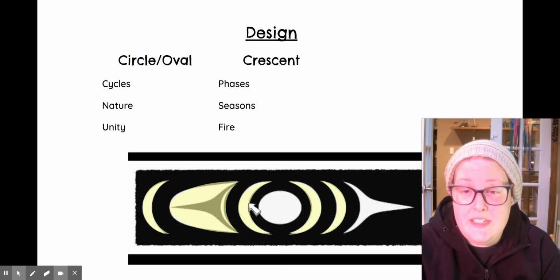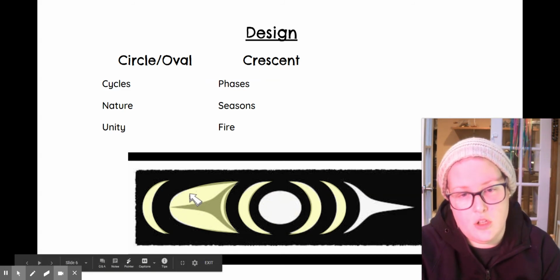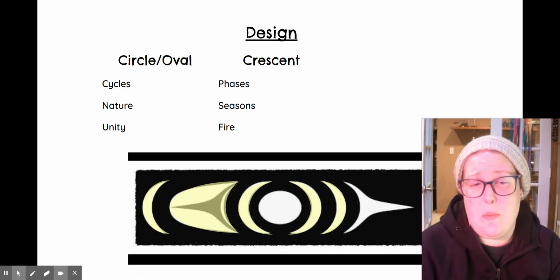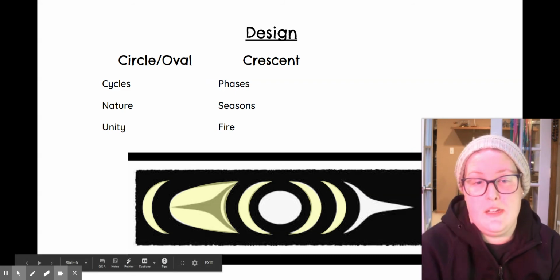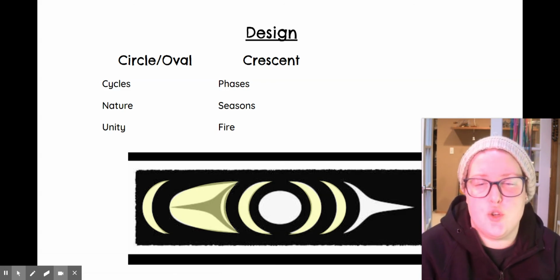The next shape we see here are the crescents. These are all crescents, and this is called an extended crescent. These represent phases or seasons. They can also represent fire or ripples. So kind of like change or movement.